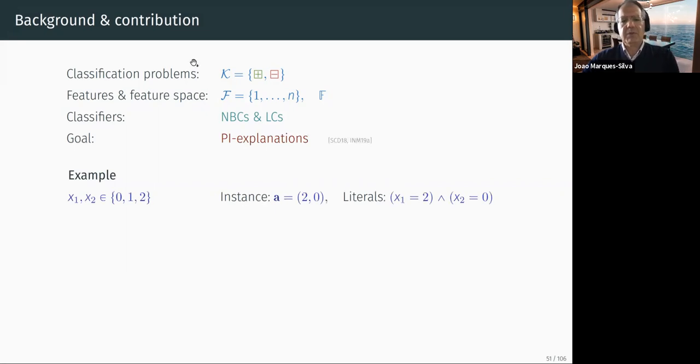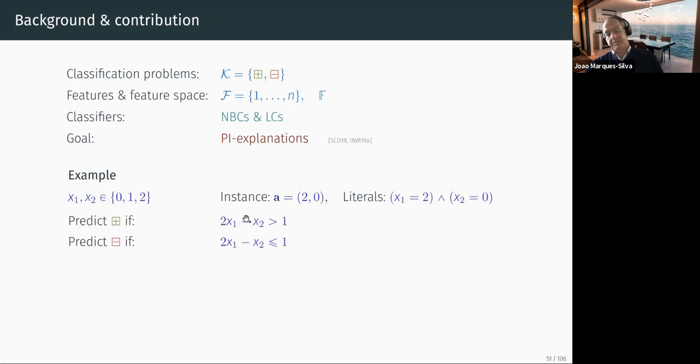And so again, we want to compute PI explanations. And here I have another example just for those of you that may want to catch up. So I have another example of a classifier. Well, this is just the feature space, but the classifier is here. So I predict plus and minus depending on the same relation. If it's greater than 1, plus; less than or equal to 1, minus. And if I have 2, 0, then the prediction is plus.